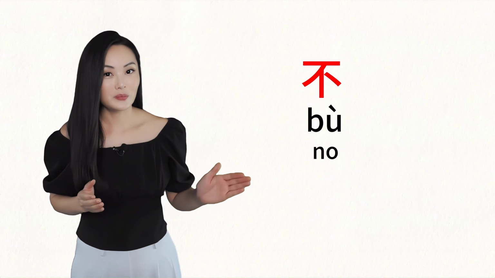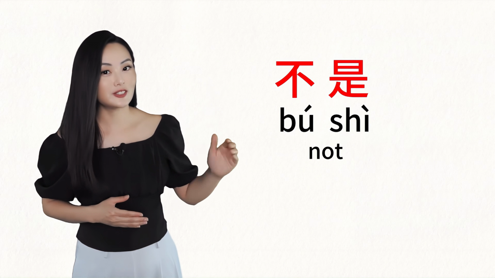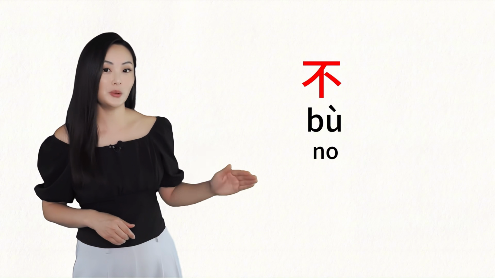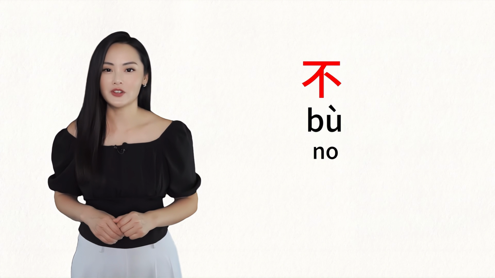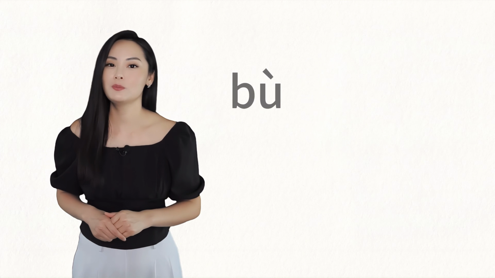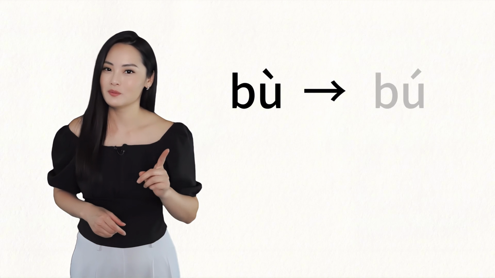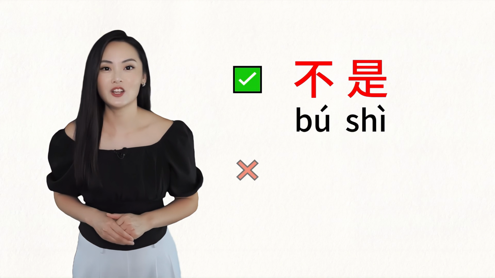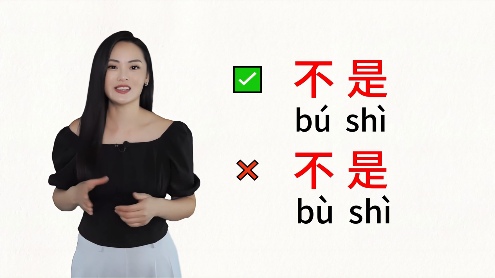Did you notice something different with the tone? 不是. Let's take a quick note. 不 is normally with the falling tone, 不. But when the word after it also has a falling tone, like 是, we change 不 to the second tone, 不, to make it flow better. So if you want to sound like you really know how to speak Chinese, make sure to say the second-tone 不是 instead of the fourth-tone 不是, even though it's the same word.